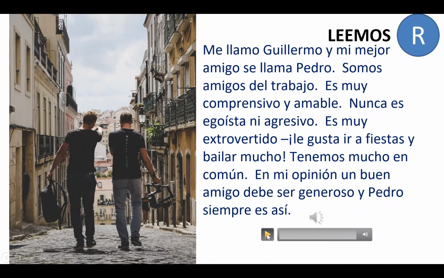Aquí tenemos Guillermo. Me llamo Guillermo y mi mejor amigo se llama Pedro. Somos amigos del trabajo. Es muy comprensivo y amable. Nunca es egoísta ni agresivo. Es muy extrovertido. Le gusta ir a fiestas y bailar mucho. Tenemos mucho en común. En mi opinión, un buen amigo debe ser generoso y Pedro siempre es así.